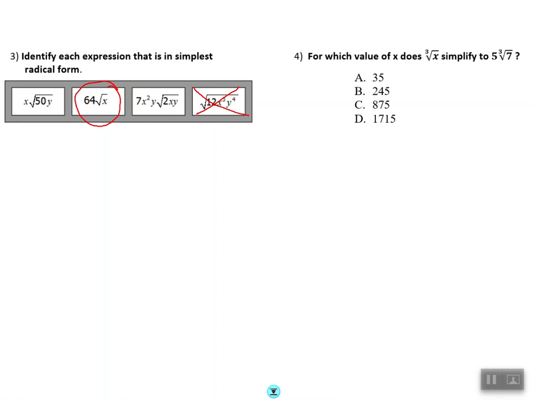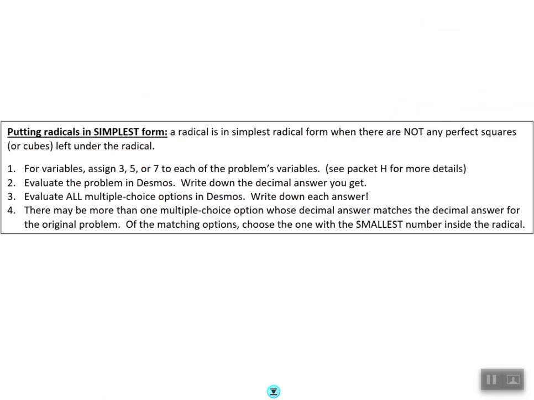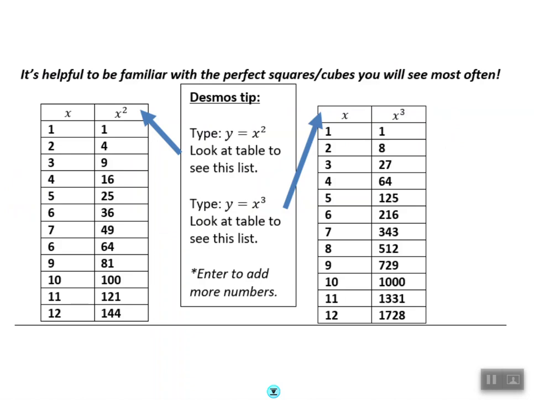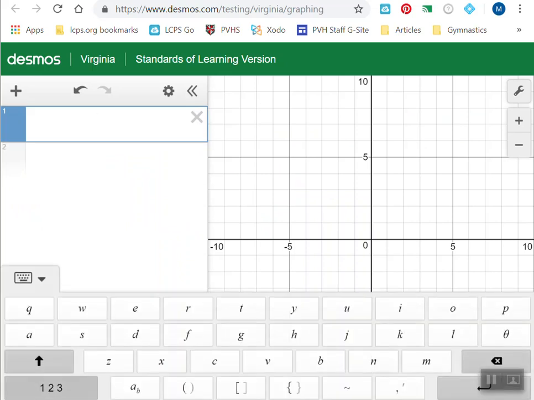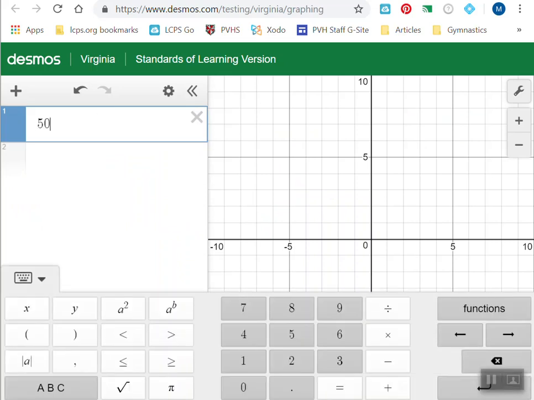If I look at the first option, I have a 50 inside the square root. Here's where that list of perfect squares comes in handy. I'm going to divide 50 by all of the perfect squares that are less than 50 and see if any of them are factors of 50. So if I go to Desmos and just start dividing, 50 divided by the first perfect square, 4, gives me a decimal, so that's not helpful.